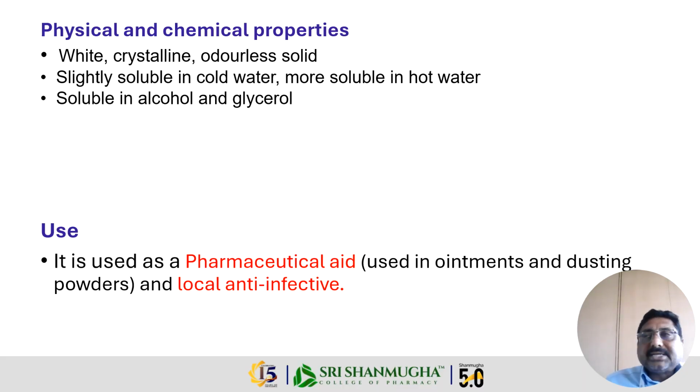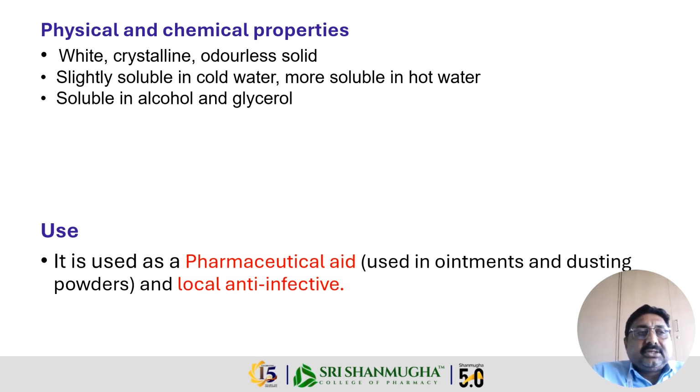Right? Boric acid powder is very common. It is used in the dusting powder to heal wounds. It is used as a pharmaceutical aid in the boric acid ointment and dusting powder. It is a local anti-infective. Externally, it is used to prevent infection. So it is a local anti-infective.